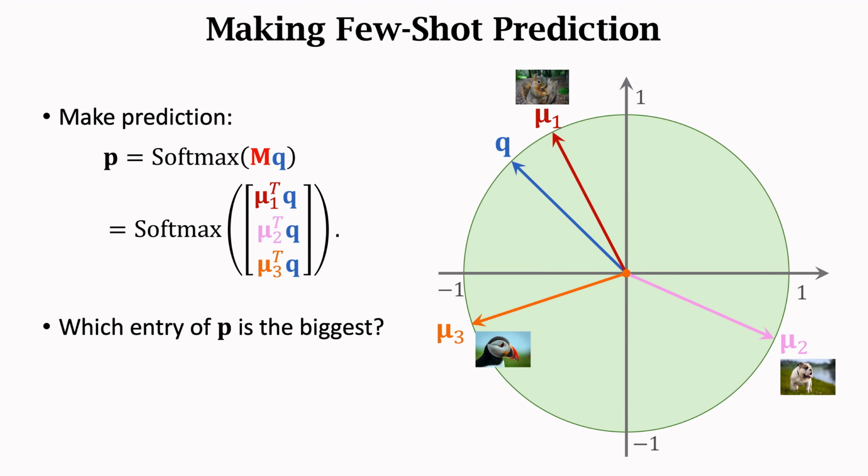Think of this question. In this example, the vector P has three entries. Which of the three entries is the biggest? Obviously, the first is the biggest. The inner product of Q and mu sub 1 is the biggest among the three inner products. So the first element of P is the biggest in P. The model believes the query image belongs to the first class, that is squirrels.